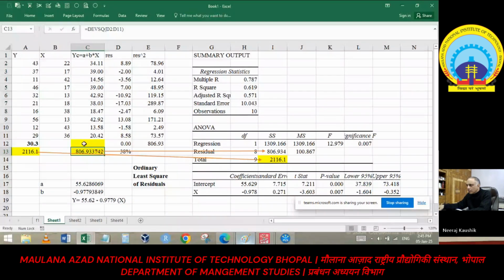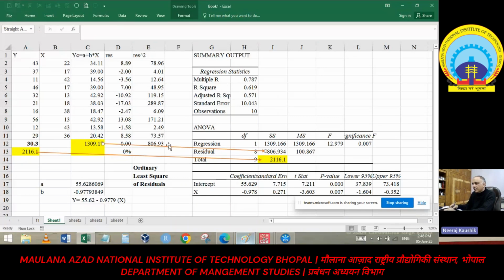Let me just cross check. I got some curiosity. Is this value correct? Some issue I see here. Y minus YC whole square. Okay, this value I should take as DEVSQ from there. 1309, right. I think I have given for the residual. It's 1309 explained part, and this is the unexplained part, 806, right.